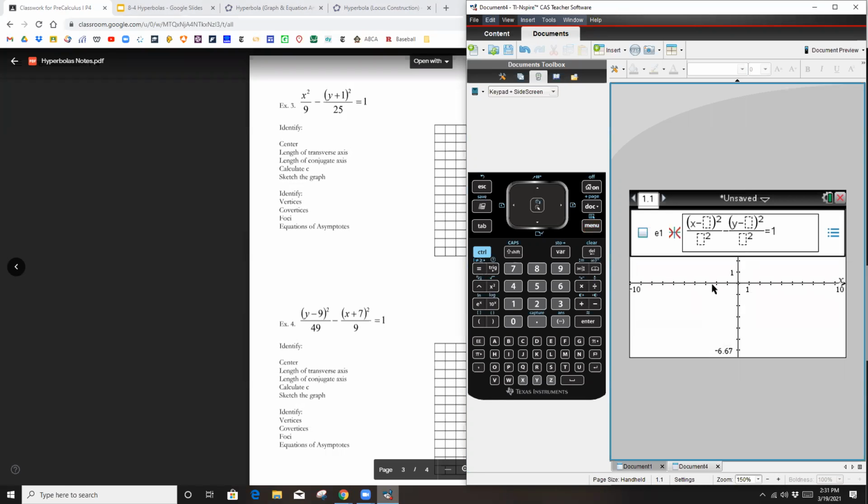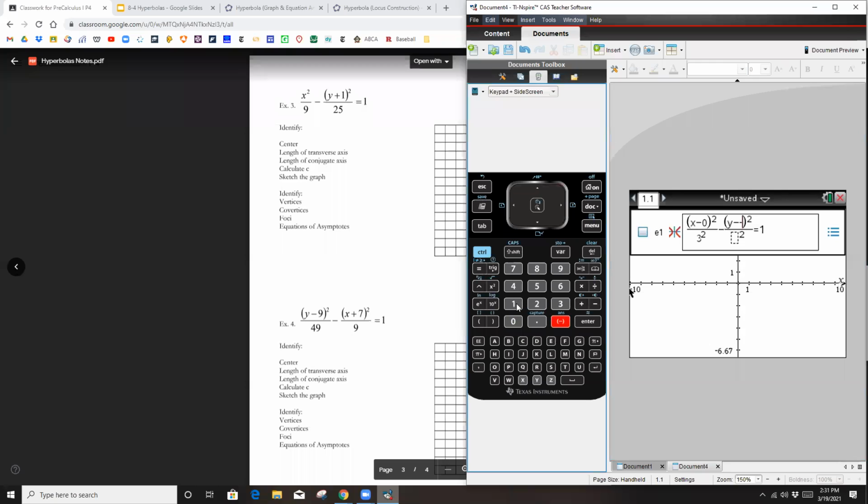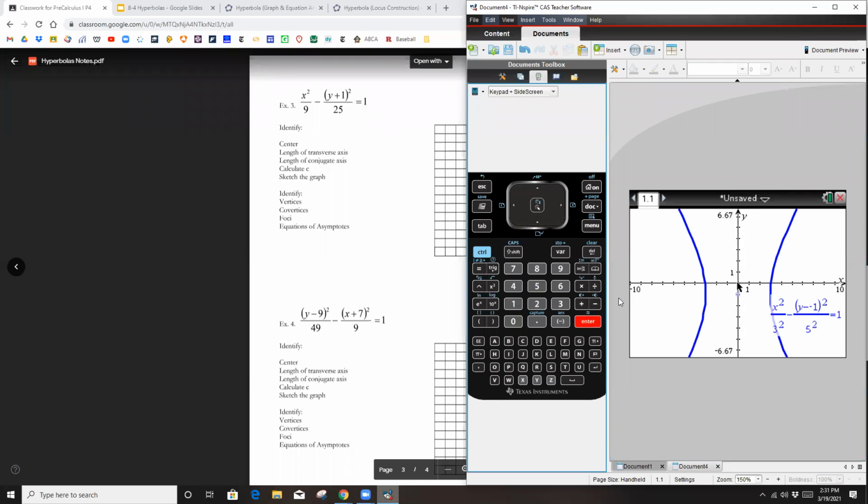So you hit hyperbola, and this is east and west, means left and right. And then it'd be x minus 0 over 3 squared because it's a 9. And then y plus -1 because it's y plus 1. And then over 5. And then compare that to your graph.